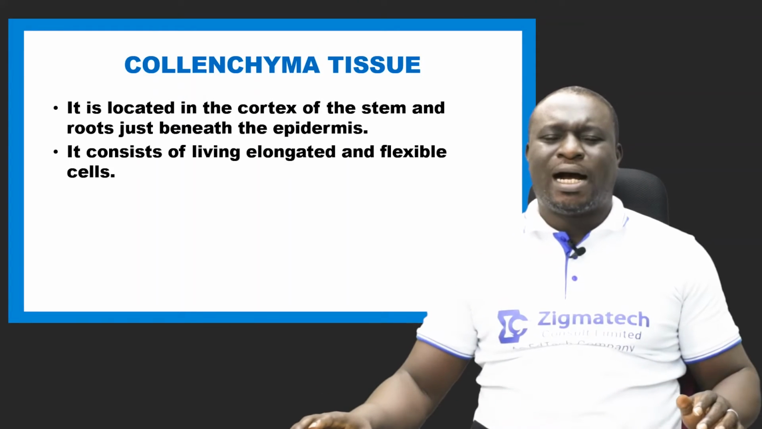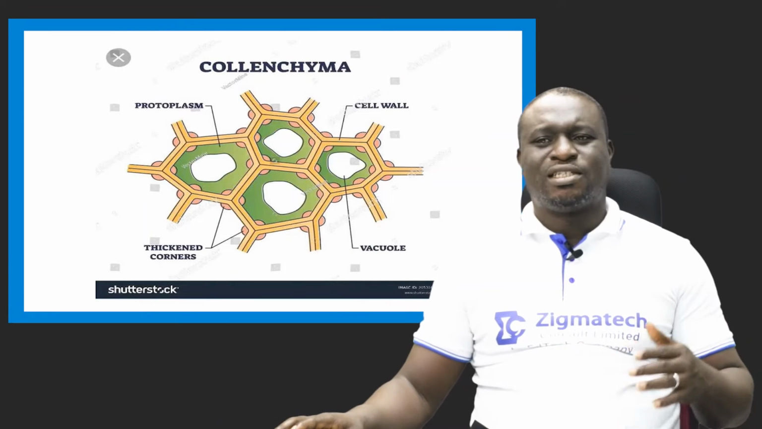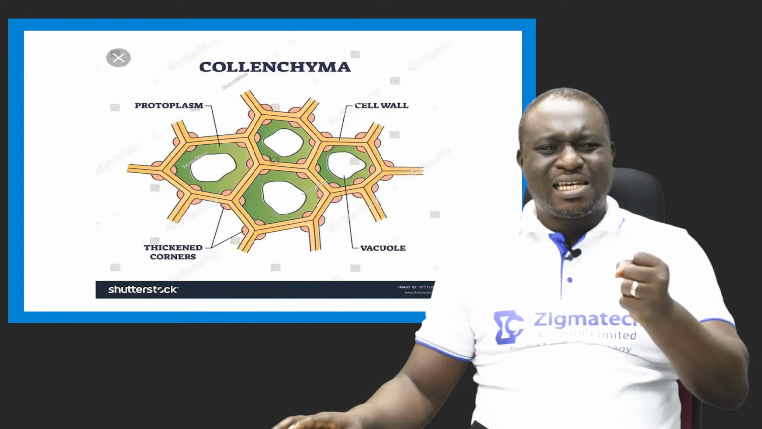Now, let's take a look at the structure of the Collenchyma tissue. You can see there is a protoplasm, it possesses a cell wall, and you can see the thickened corners.